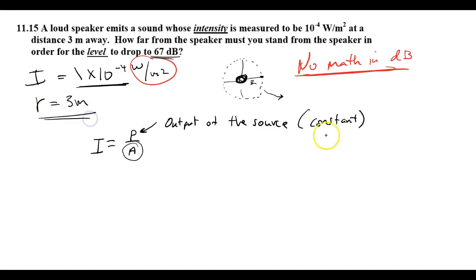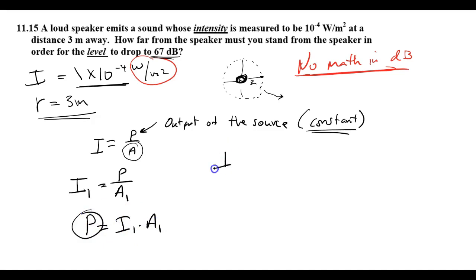All right, so because power is a constant, watch what I'm going to do. I'm going to say intensity at spot 1 equals my power all over my area at spot 1. The reason I don't need to put a subscript right there is because power doesn't change. So I'm going to rearrange this equation to say power is equal to intensity at spot 1 times area at spot 1. Well, if that's a constant, I can say, hey, my intensity at spot 1 times my area at spot 1 equals my intensity at spot 2 times my area at spot 2.